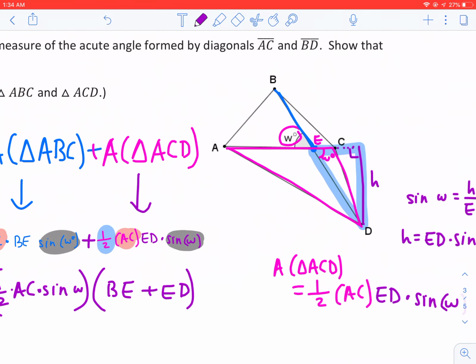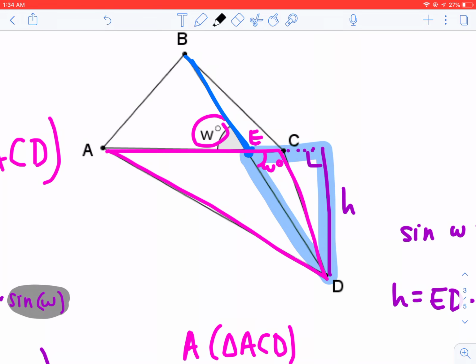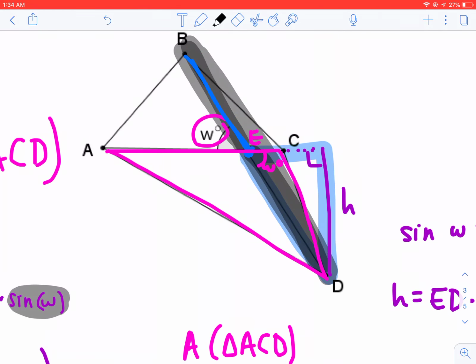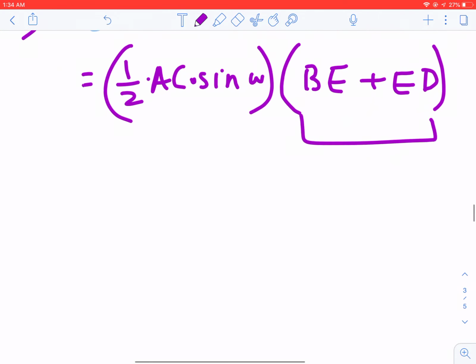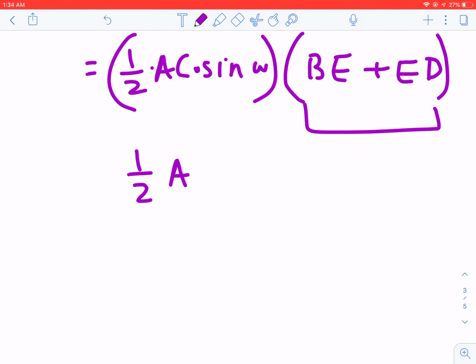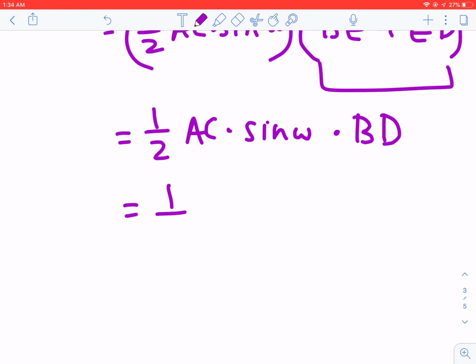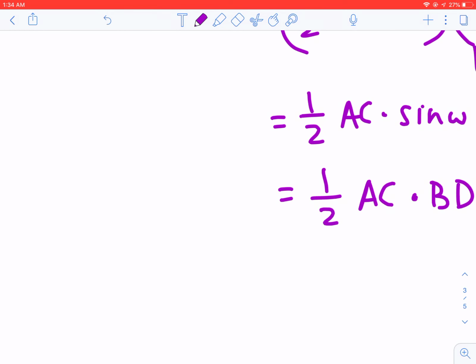Well, let's look at this diagram. What is BE plus ED? BE is that, ED is that. Oh my goodness, that is just the length of the other diagonal. They combine to form BD. So this is BD from the diagram. So it's 1/2 AC times sine W times BD. And reorganizing it, we have 1/2 AC times BD times sine of W. And that's the area of that quadrilateral ABCD.